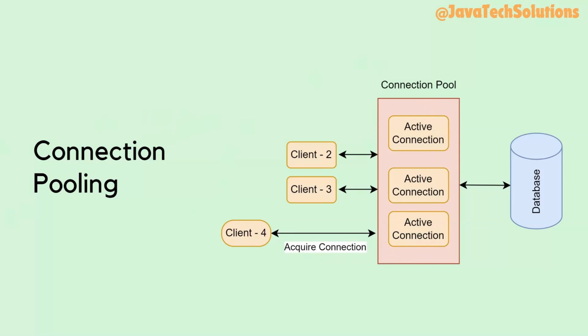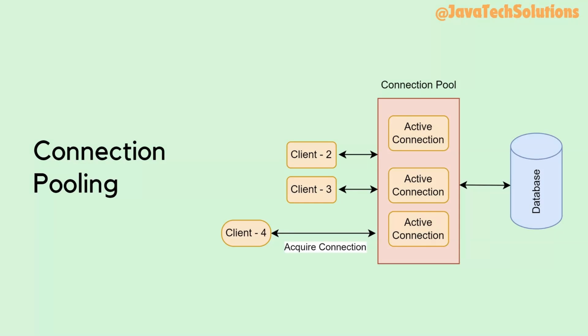How does the connection pool work? I talked about it in this diagram. Whenever an application requests a connection from the connection pool, the pool assigns an available connection. If an unused connection exists, the pool returns it.